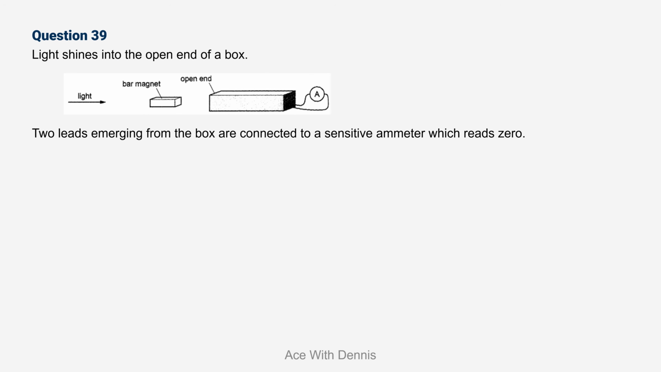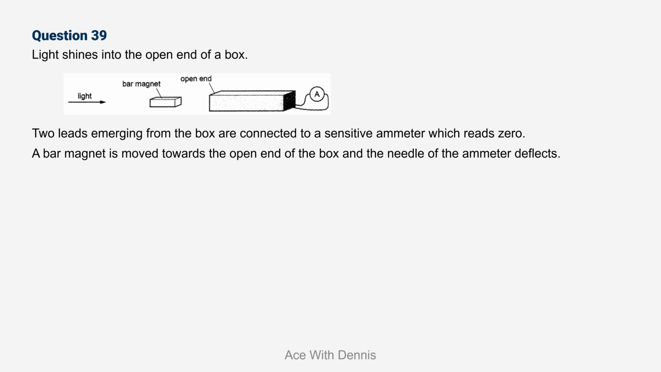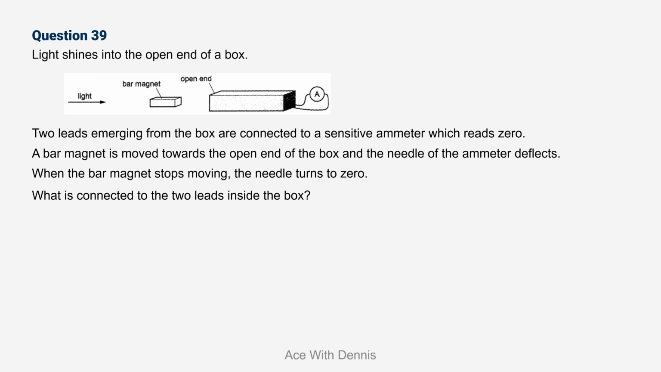Question 39. Light shines into the open end of a box, as shown in this diagram. Two LEDs emerging from the box are connected to a sensitive ammeter which reads 0. A bar magnet is moved towards the open end of the box and the needle of the ammeter deflects. When the bar magnet stops moving, the needle turns to 0.